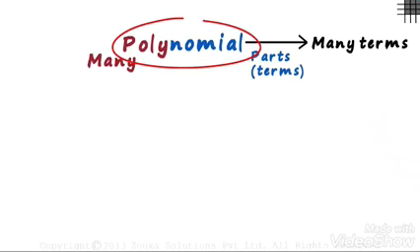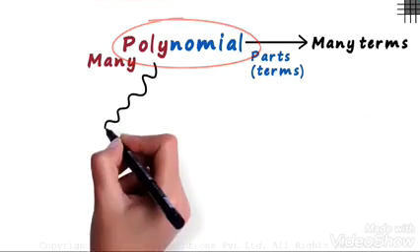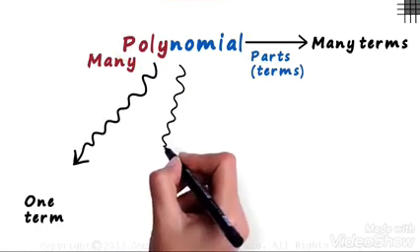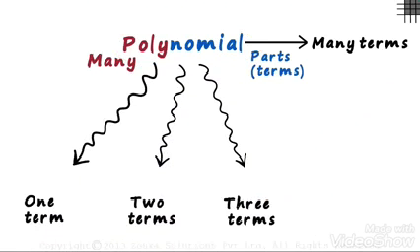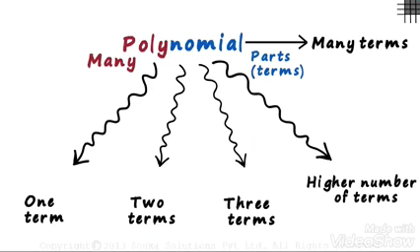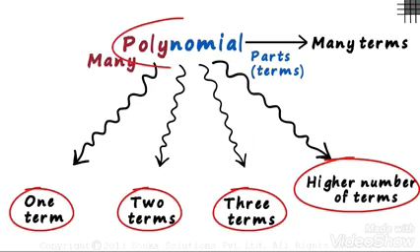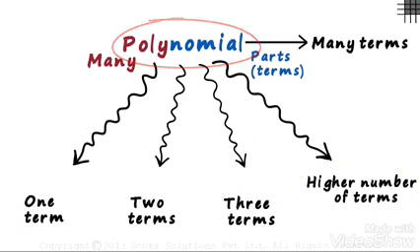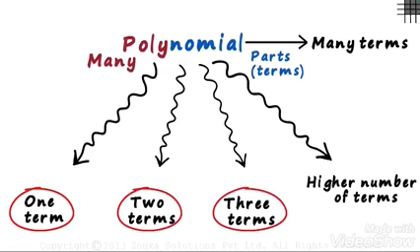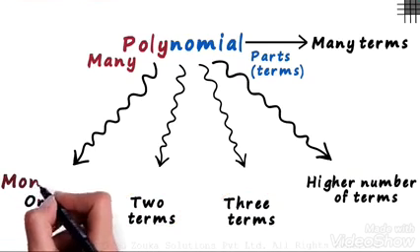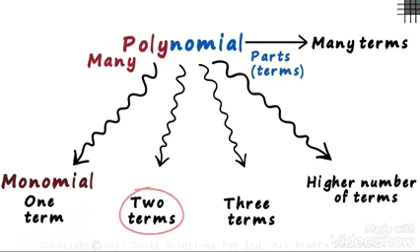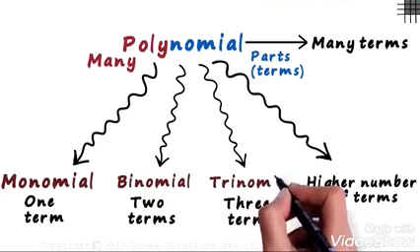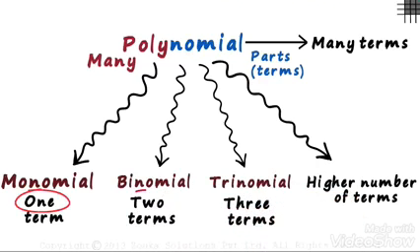There are different types of polynomials. A polynomial can be an expression with just one term, or two terms, or three terms, or maybe even a greater number of terms. All these categories come under one roof, which is the polynomial. Expressions with just one term, two terms, or three terms are given special names. An expression with one term is called a monomial. An expression with two terms is called a binomial. And an expression that has three terms is called a trinomial. Mono is 1, bi is 2, and tri is 3.